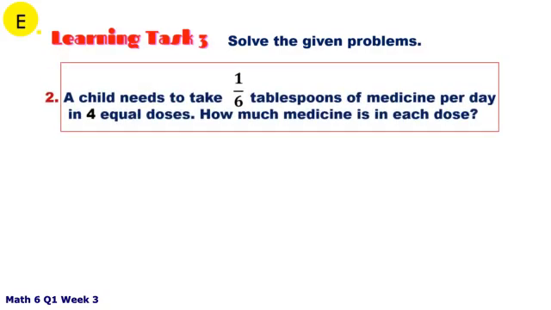Number 2. A child needs 1/6 of a tablespoon of medicine per day in 4 equal doses. How much medicine is in each dose? We need to divide 1/6 divided by 4. 1/6, then the reciprocal of 4 is 1/4. Then it becomes multiplication. 1 times 1 equals 1, and 6 times 4 equals 24.